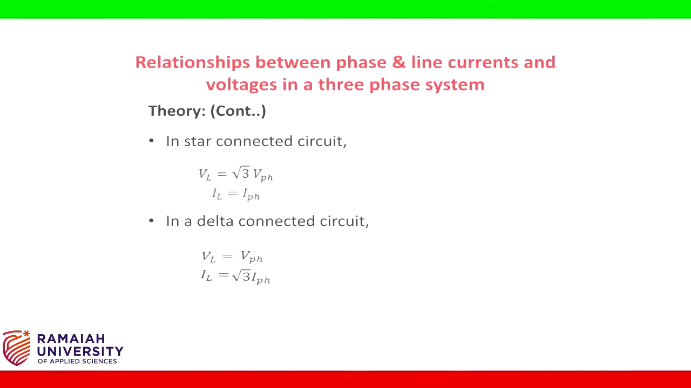In a star-connected system, VL is equal to square root of 3 VPH, and IL is equal to IPH. In a delta-connected system, VL is equal to VPH, and IL is equal to square root of 3 IPH, where VL is line voltage, VPH is phase voltage, IL is line current and IPH is phase current.